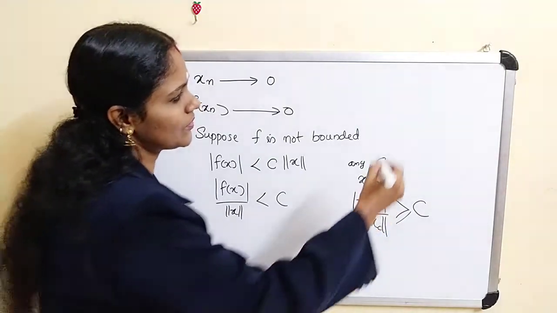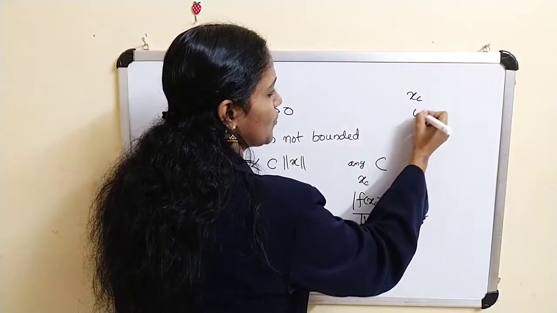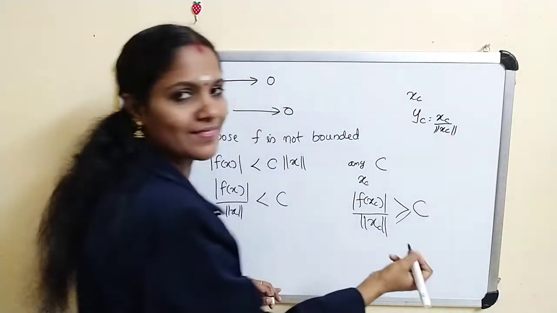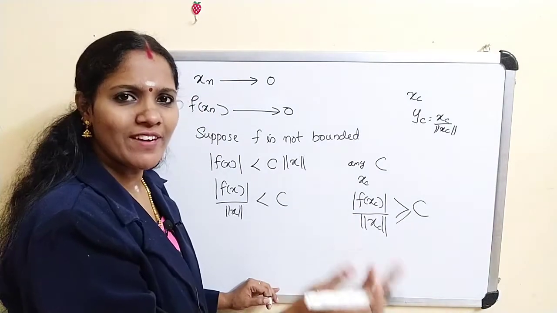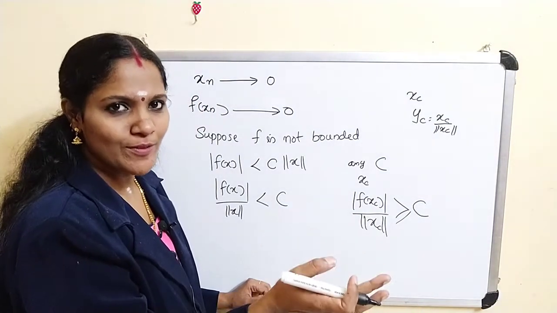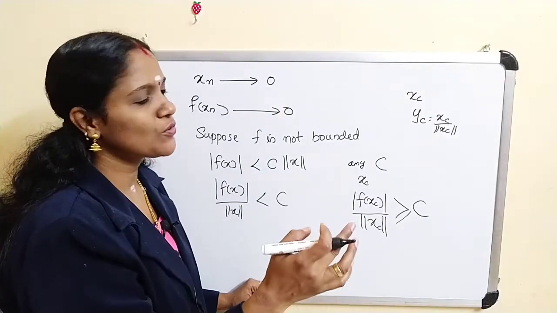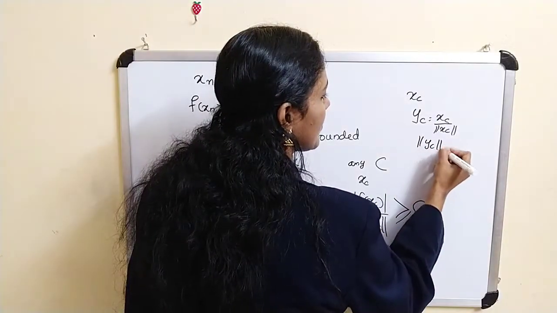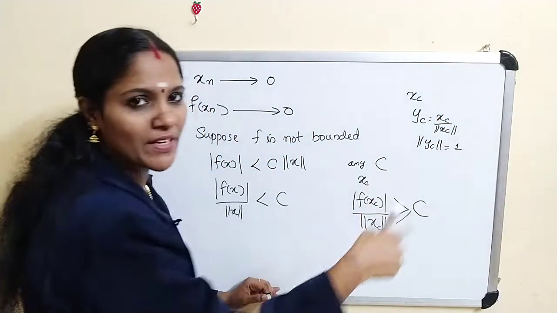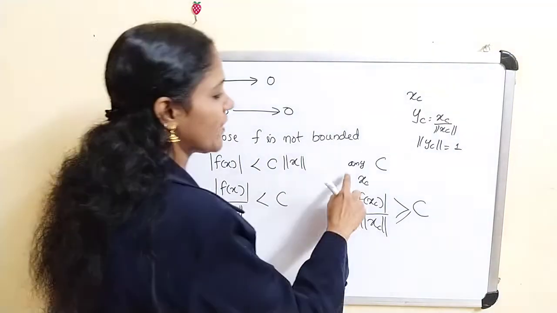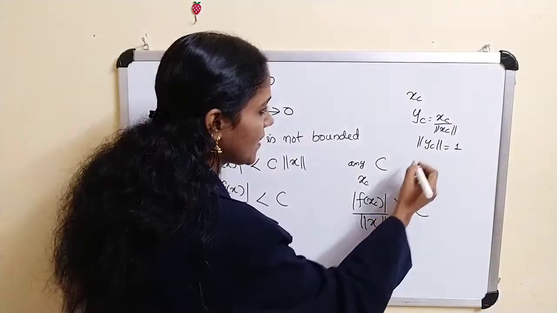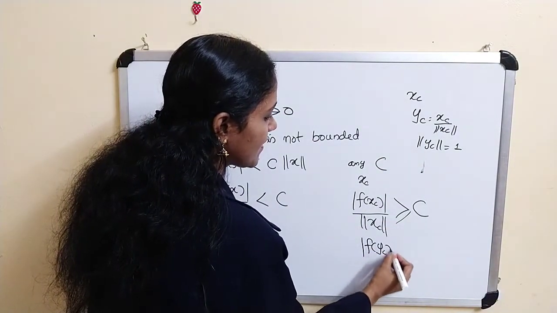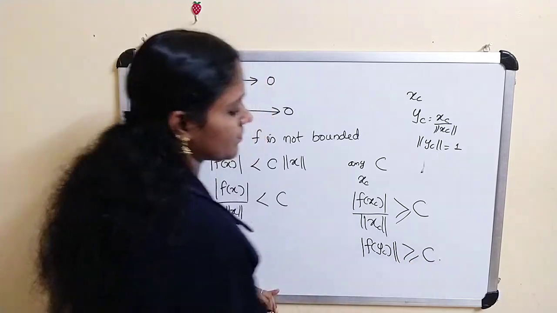Now you choose some xc. X is a normed space, therefore evaluate norm of xc. Now choose yc equal to xc by norm of xc. Then what about norm of yc? Norm of yc is norm of xc by norm of xc, that's equal to 1. So for any c, you can find a yc such that norm of yc equal to 1 and modulus of f of yc greater than or equal to c.